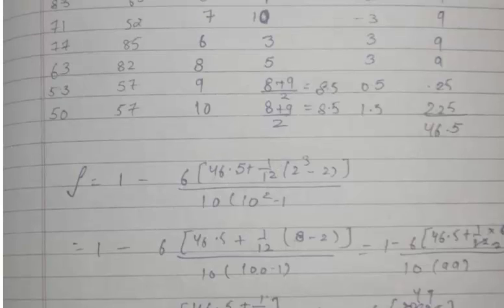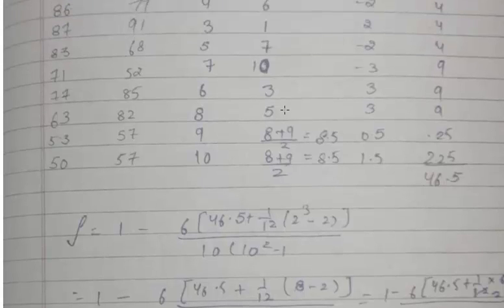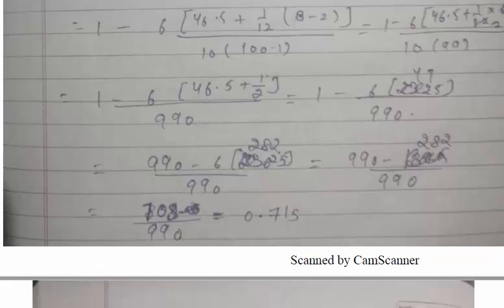Here, how many ranks are repeated? Only one rank is repeated, 8.5, and 8.5 is repeated 2 times. So we put the value of m as 2, and this is equal to 2 cube minus 2. Then we simplify this expression and we get our rank correlation equal to 0.715. So if the ranks are not given, then firstly we assign ranks to the series.